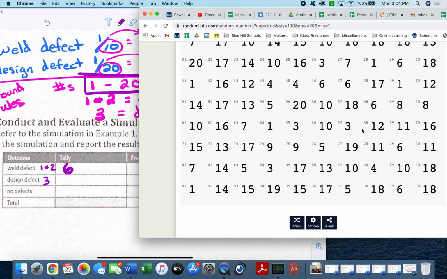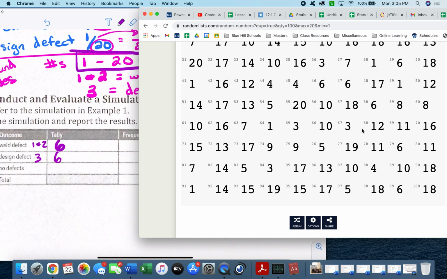Okay, the last 2 rows. There's 6, and that's it. That's it. Okay, so 6 number 3s. We have just as many 3s as we have 1s and 2s, which is kind of weird, but anyway. So the frequency that this guy is occurring.